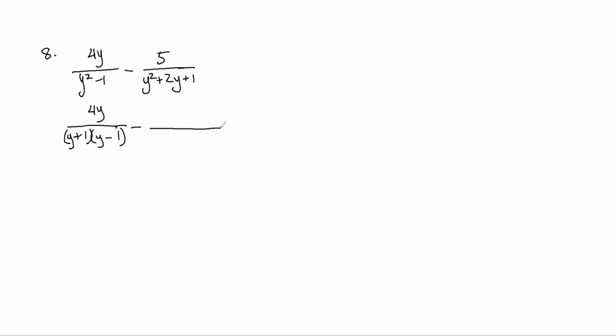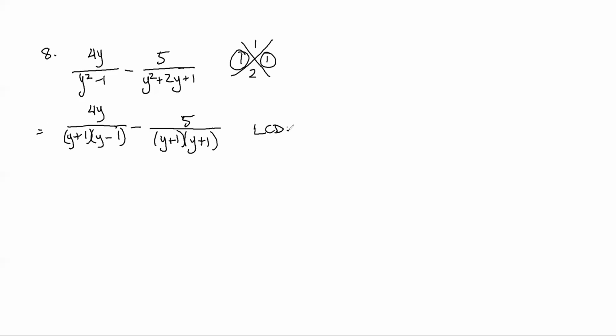Now our second fraction here is a trinomial, so we can use a big X. We're multiplying to 1, adding up to 2. The only things that multiply to 1 are 1 and 1. And those do add up to 2, so we have y plus 1, y plus 1. Keep the same numerator. Now that these guys are factored, let's figure out the LCD.